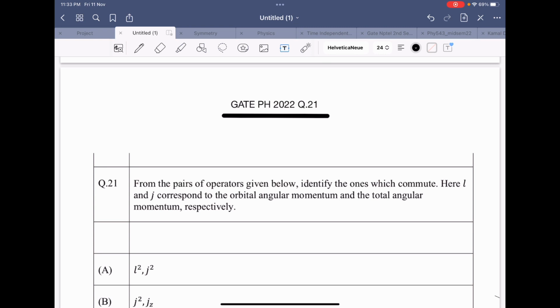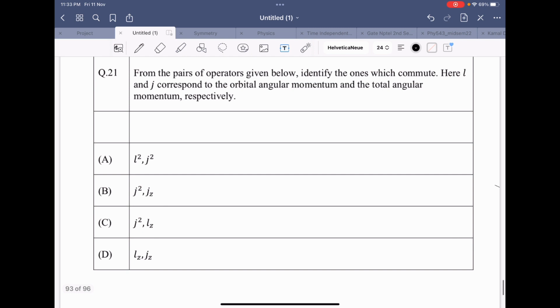Hello everyone, in this video we will solve GATE Physics 2022 question number 21. From the pairs of operators given below, identify the ones which commute. Here L and J correspond to the orbital angular momentum and the total angular momentum respectively. So in this question we will have to identify which pairs of operators commute. More than one option can be correct here.